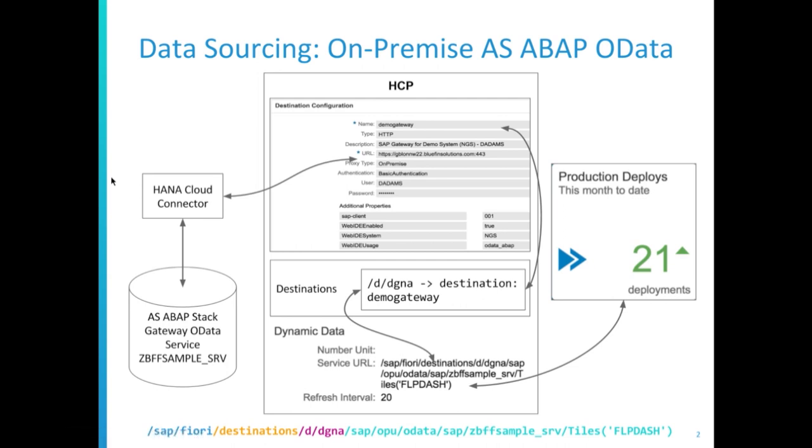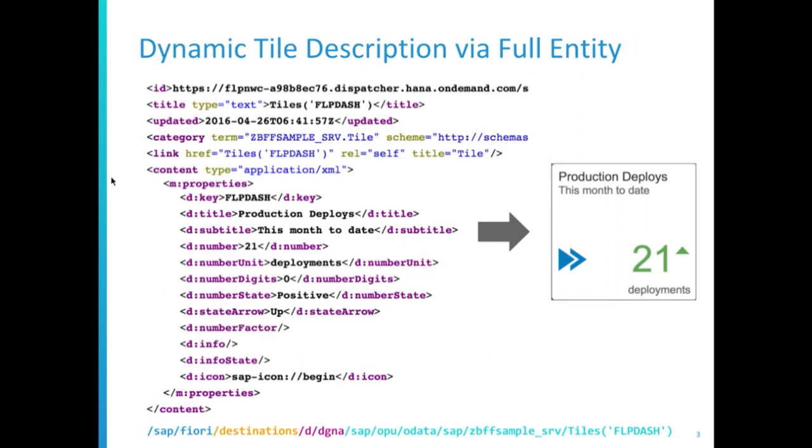And we can see, for example, that when we embrace that entity type and use all the values for the properties in that entity type, we get the title, production deploys there, we get the subtitle, this month to date. We even get the chance to have a number state. Don't forget we're talking semantic colors here rather than explicit colors. We've got the number state, which is positive, which means green, or red, which is error or negative, danger Will Robinson, all that sort of stuff.